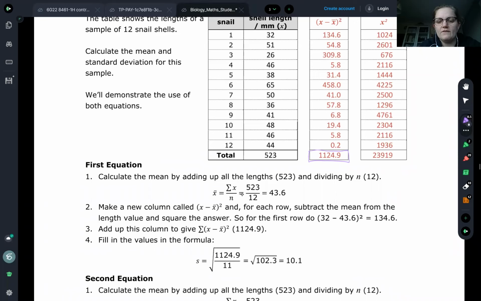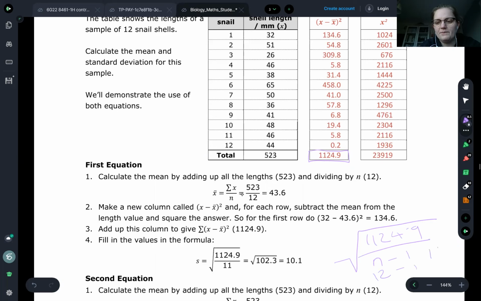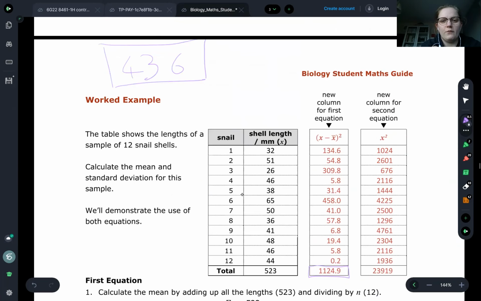So at this point, because we've done the complicated part, it would be 1124.9 over n minus 1, n minus 1 obviously being 12 minus 1, which is 11. That would give us 102.3. Square root that, which gives us 10.1. So our standard deviation would be 10.1. That would be 43.6 plus or minus 10.1.